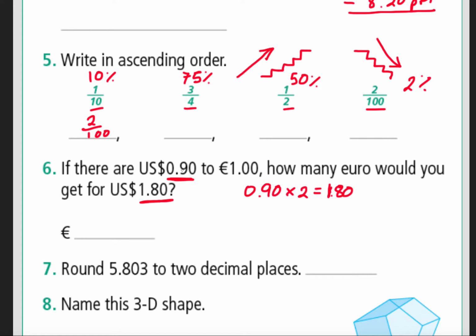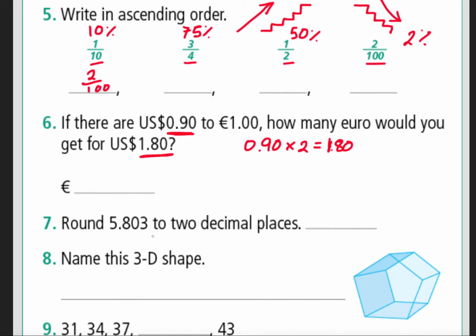So if we double this to get 180, we're going to double the euro here. And when you double the euro, you can put your answer in here. And that tells you how many euro you would get for US $180.